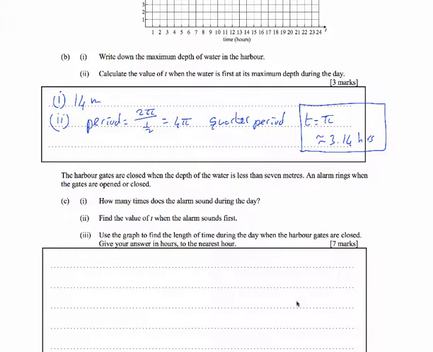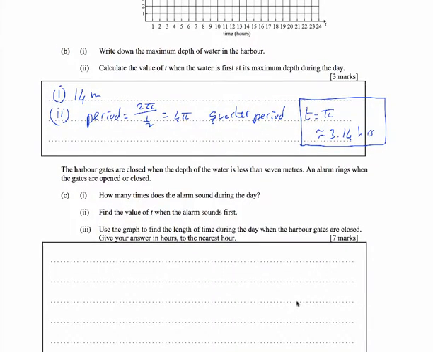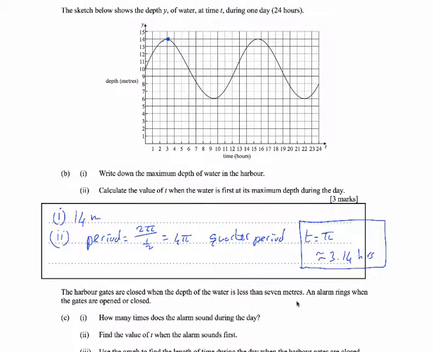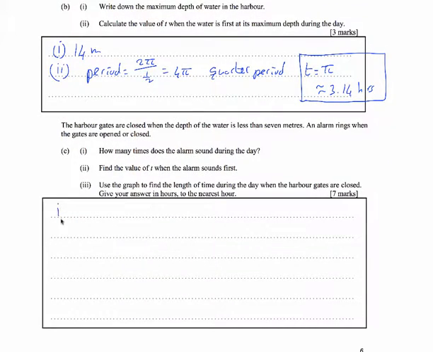All right, the harbor gates are closed when the depth of the water is less than 7 meters. An alarm rings when the gates are opened or closed. How many times does the alarm ring? Okay, 7 meters. So this here. So 1, 2, 3, 4. So 4 times. 7 marks. I better pay attention.